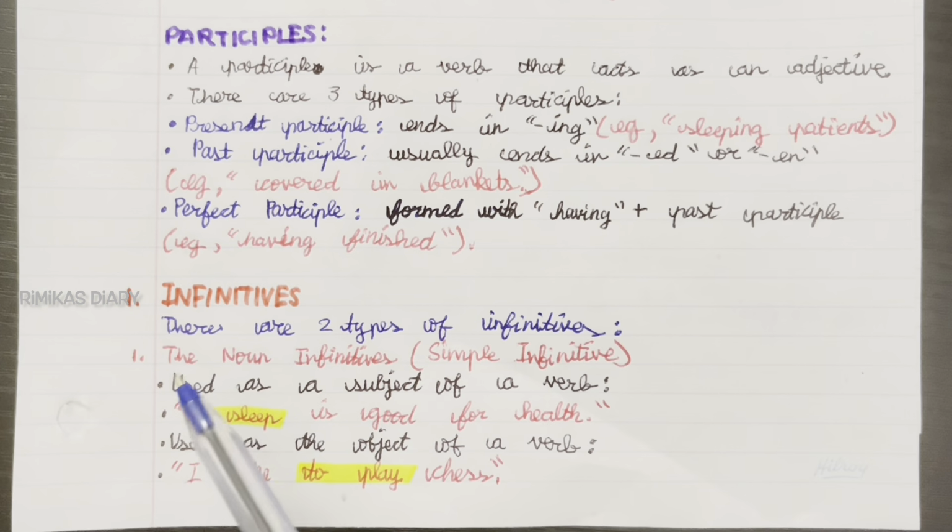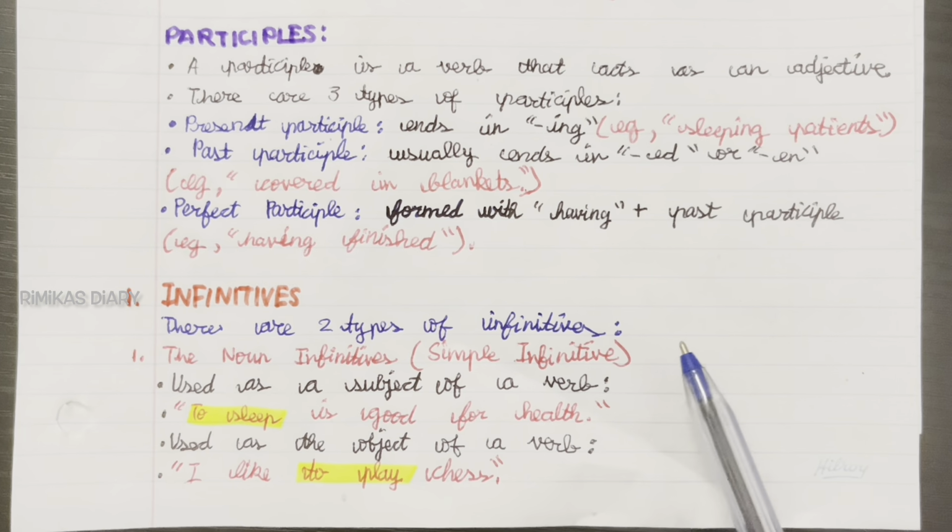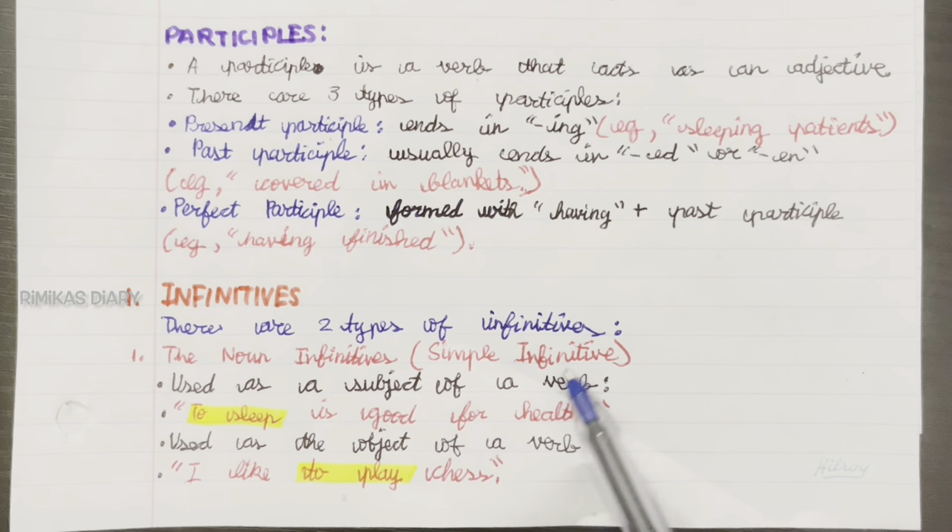So first, infinitives. There are two types of infinitives. The first type is the noun infinitive, simple infinitive. It is used as subject of a verb. Example, to sleep is good for health. Here, the infinitive is used as a subject.